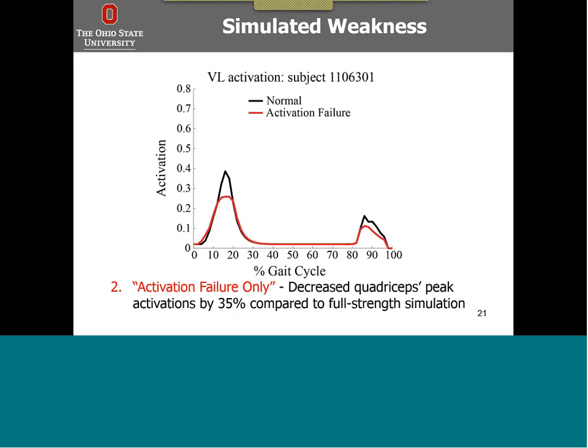So for example, if we look at the vastus lateralis muscle of one of our subjects, we first calculated the peaks of the normal full strength activation, which is the black line. And then we constrain those peaks to be 35% less than the normal simulation, which gives us then the red line representing our case of activation failure.